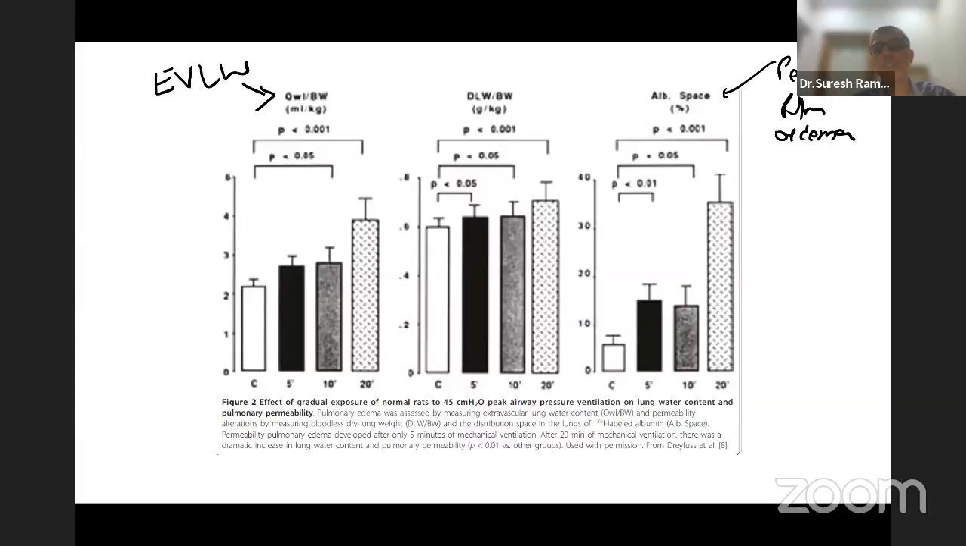So they did this experiment and they found out the extravascular lung water, which is measured by the total water content by total body weight of the rat, and the permeability by dry lung weight, by body weight, by the albumin space, by technetium scans, which nowadays we call permeability pulmonary edema. All this will increase in 5 to 10 minutes as you increase the positive pressure, and the peak pressure goes up from 15 to 45 centimeters of water. So that's all it takes.